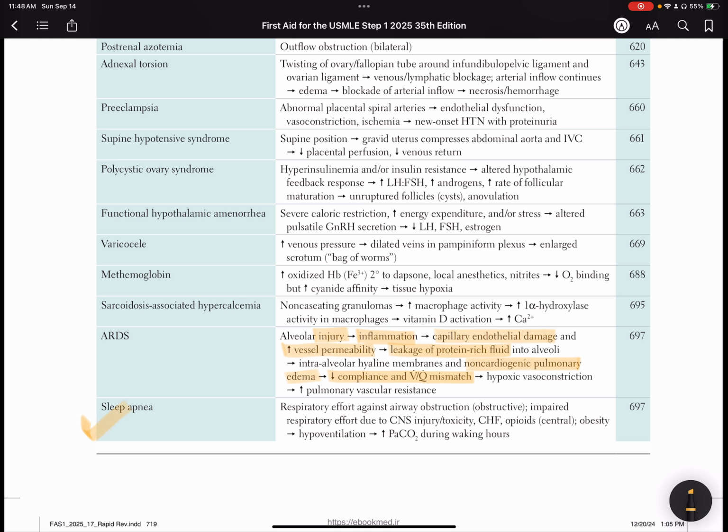Next condition is sleep apnea. Respiratory effort against airway obstruction is obstructive sleep apnea. Impaired respiratory effort due to CNS injury, toxicity, CHF, or opioids causes central sleep apnea. Obesity hypoventilation leads to increased PaCO2 during waking hours. During waking hours, if there is increased PaCO2, that is because of hypoventilation, specifically because of obesity hypoventilation.